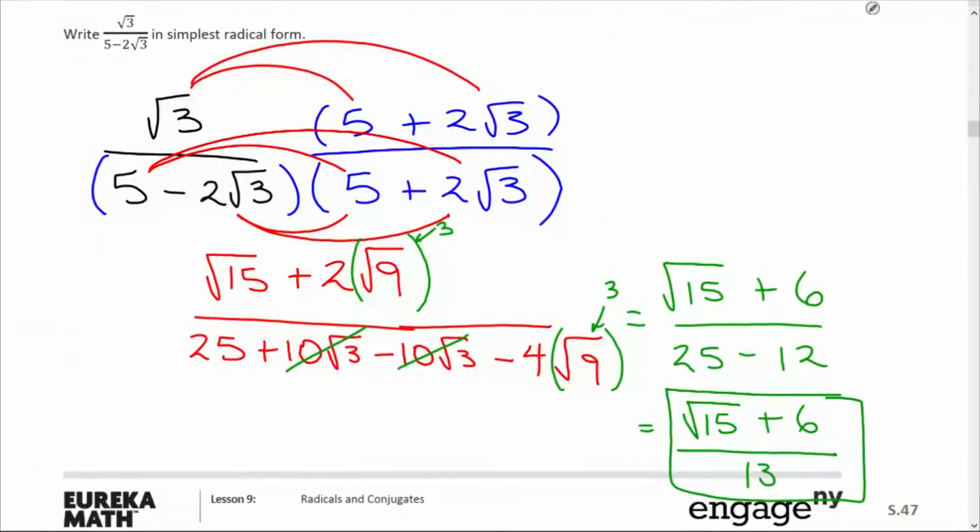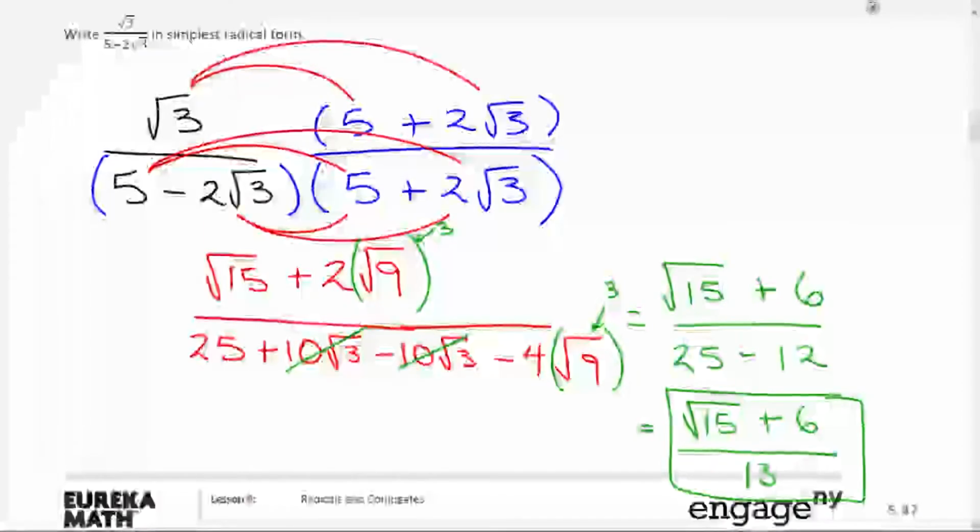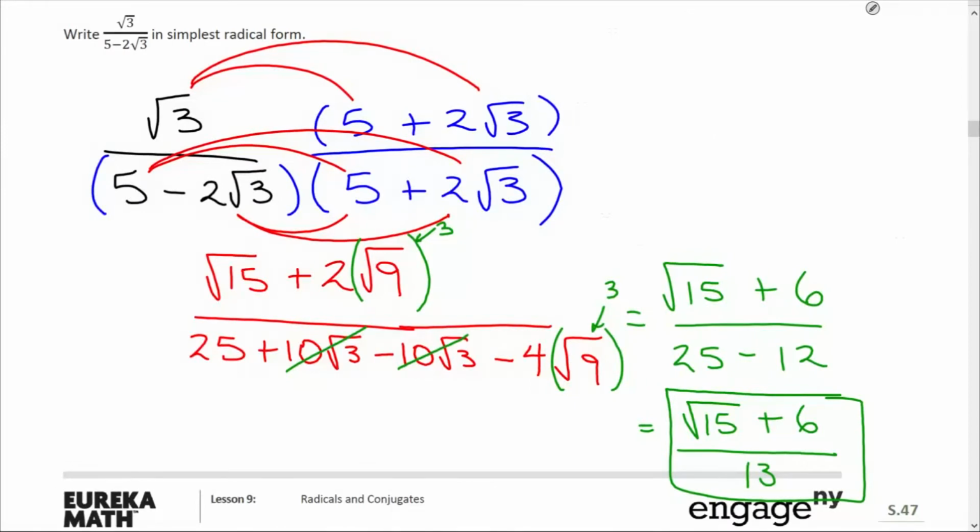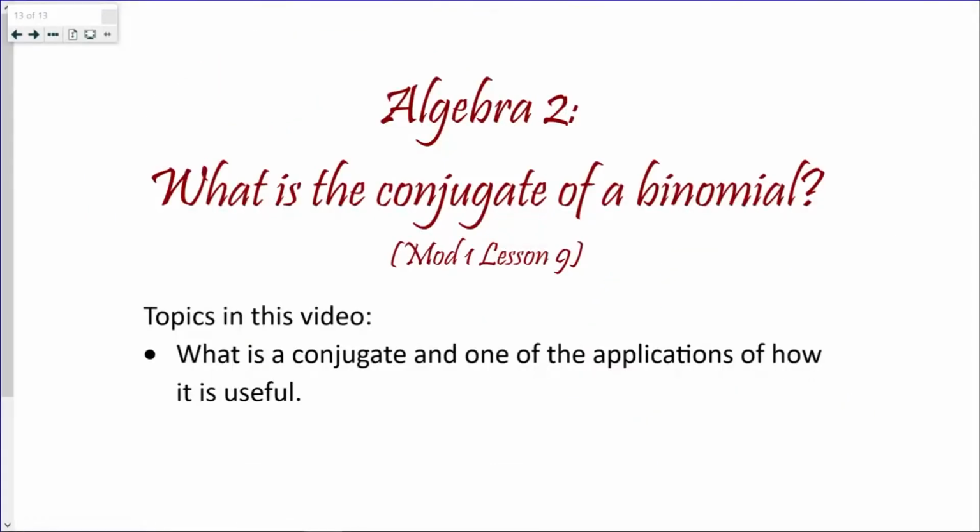So again, this is just one of several applications of how the conjugate is useful for us, but it is an important tool to be aware of as we try to get rid of square roots and things like that. So this video is about conjugates, what they are, and one of the applications for how it's useful.